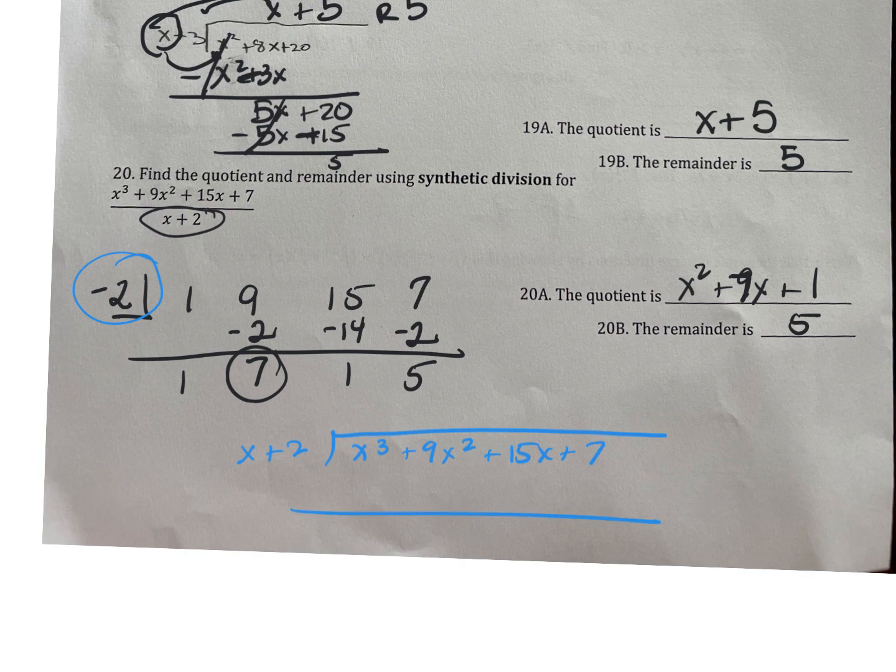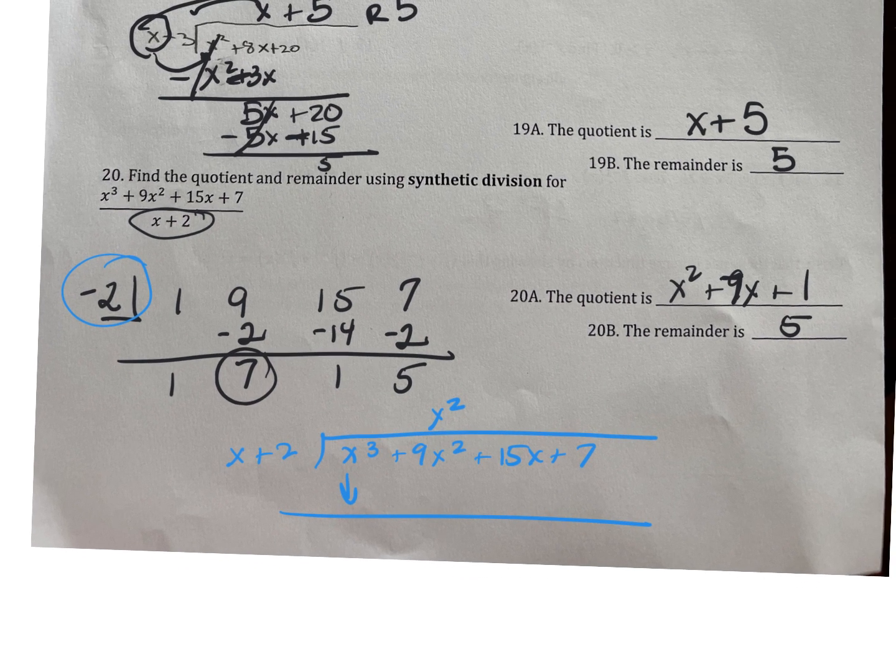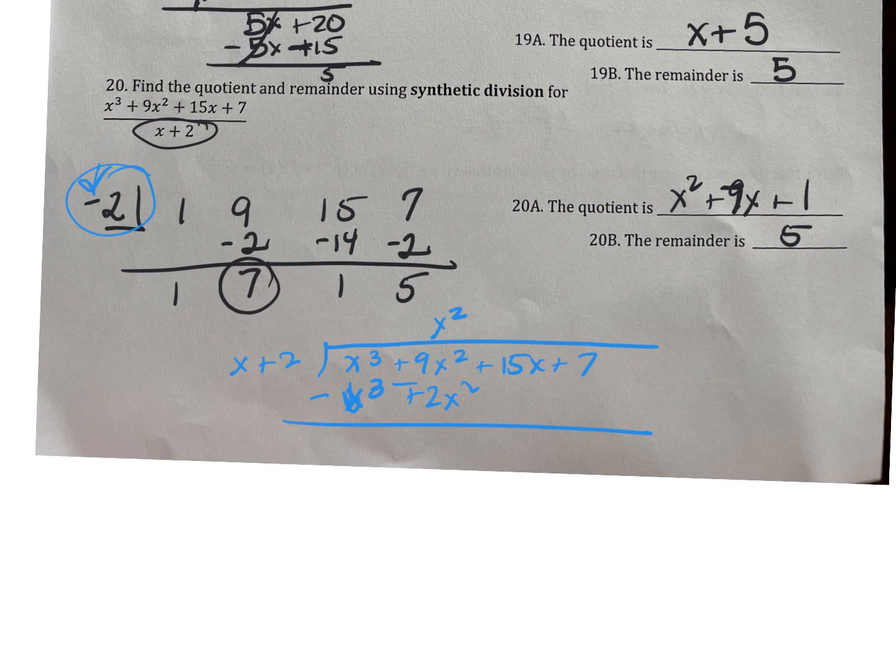All right, so x goes in x squared times. So far, so good. X times that is x squared. So plus 2x squared. Change the signs and add. That's why you have to put the negative there, because it's change the signs and then add. Otherwise, you're just adding. So 7x squared plus 15x plus 7.